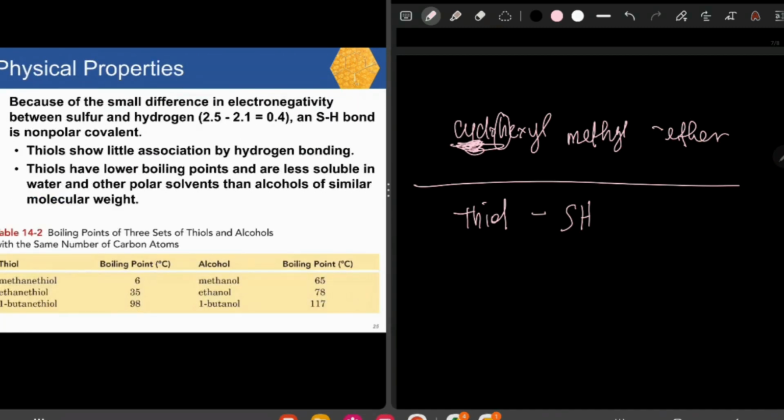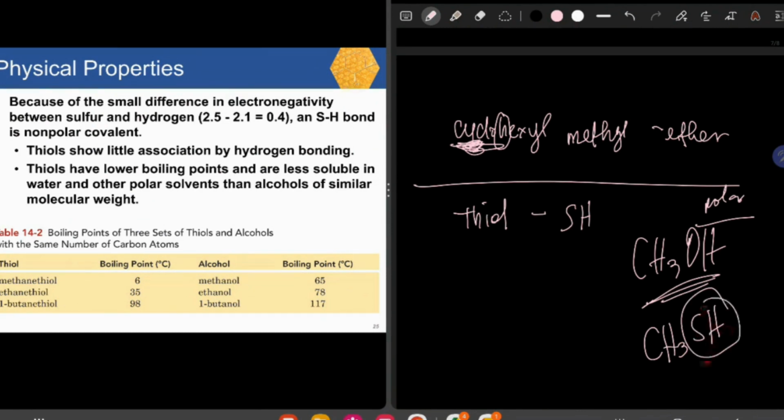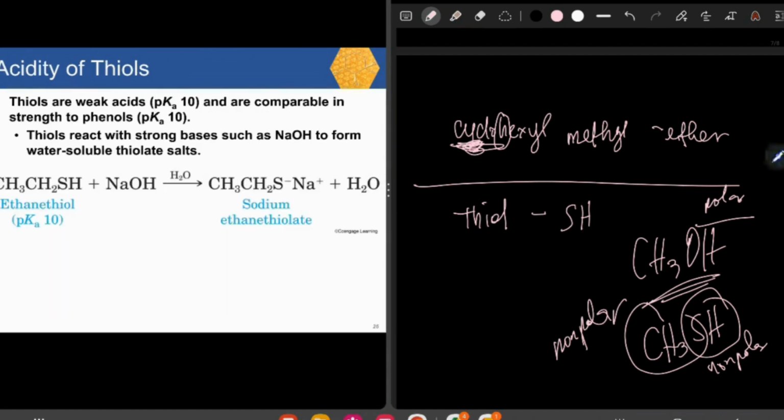Okay? So because of the small difference in electronegativity between sulfur and hydrogen, yung SH bond natin is non-polar covalent. Unlike kay methanol na siya ay polar yung ating OH. For SH, itong SH na to ay non-polar. Ang CH3 natin is non-polar, therefore creating a non-polar molecule. So they cannot dissolve in polar compounds such as water. Pag nilagay niyo yan sa slide, magkakaroon yan ng dalawang layer kasi they refuse to be mixed.